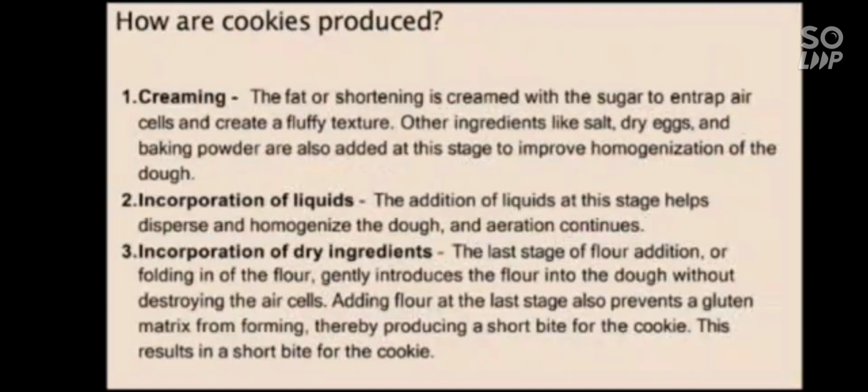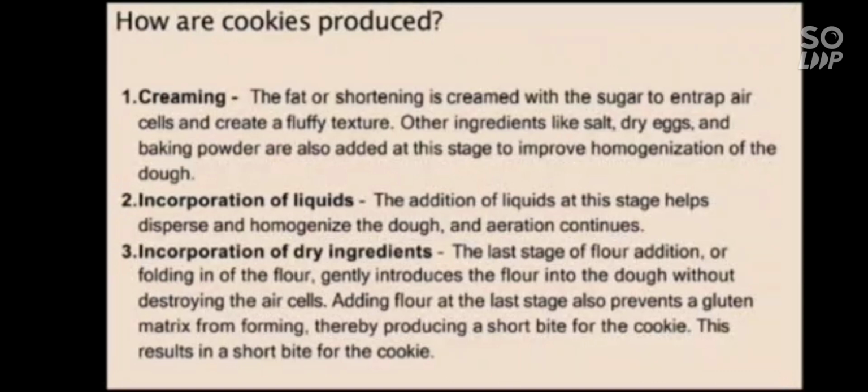Now we are going to see the methods to produce cookies. First of all, the primary method is creaming. The fat or shortening is creamed with the sugar to entrap air cells and create a fluffy texture. Other ingredients like salt, dry eggs and baking powder are also added at this stage to improve the homogenization of the dough. Incorporation of liquid, which is very important. The addition of liquids at this stage helps disperse and homogenize the dough, and the aeration continues.